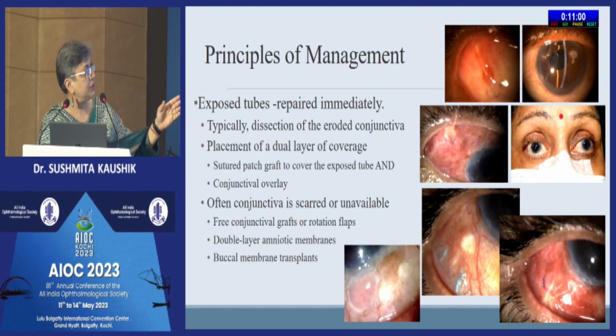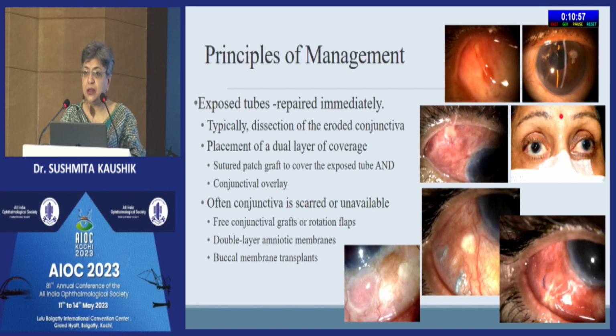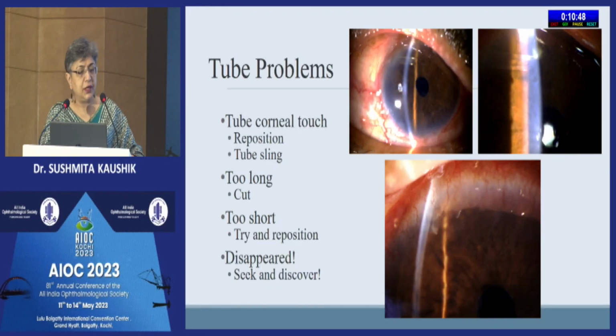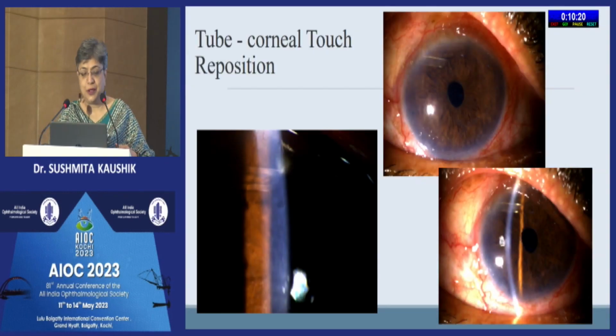So that's what a buccal mucous membrane looks like. It looks a little thicker, but at least it covers the plate and it's better. So coming to the problems of the tube, if it's a corneal touch, then you need to reposition it, or there's something that we've also looked at, which is a tube sling. Sometimes you won't want to go in and you would like to do something less invasive. If it's too long, then you need to cut it. If it's too short, you'll just have to take it out and try to reposition. And sometimes it disappears, and then you need to seek and recover and find it and get it back in place. So we look at some of these problems.